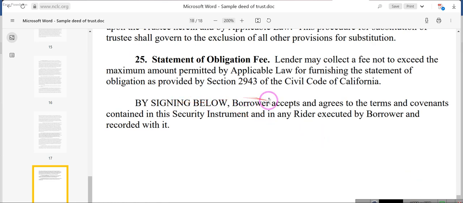By signing below, the borrower accepts and agrees to the terms and covenants of the security instrument. Remember, this is not an irrevocable agreement. The only thing that's irrevocable is the trustee sale. The rest of the agreement is not irrevocable. The rest of the agreement can be changed. So notice of change in terms of the agreement is what the law requires. This is not an irrevocable trust. Only one provision of the trust is irrevocable.